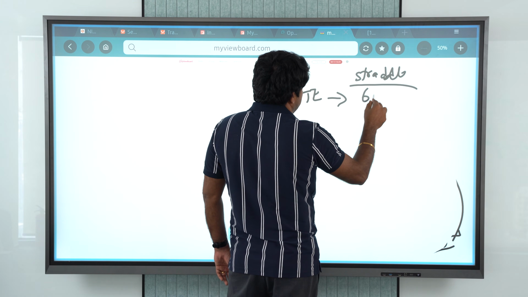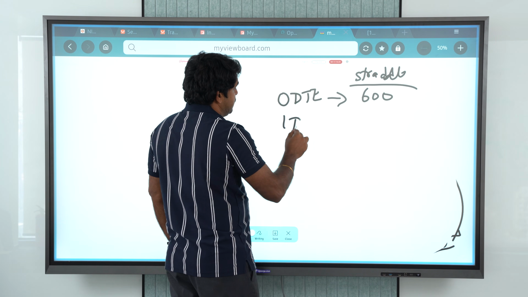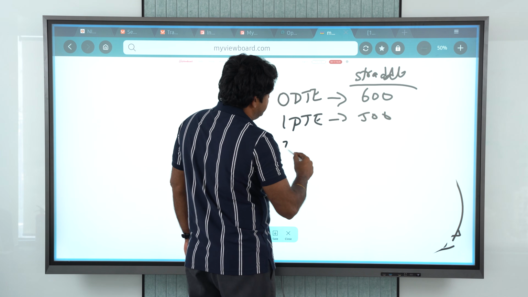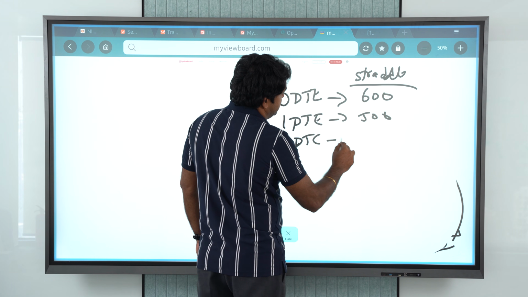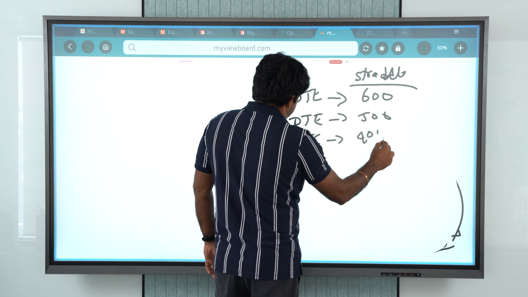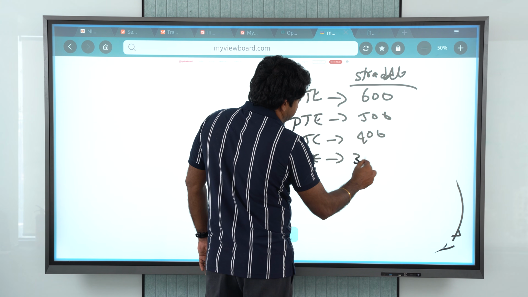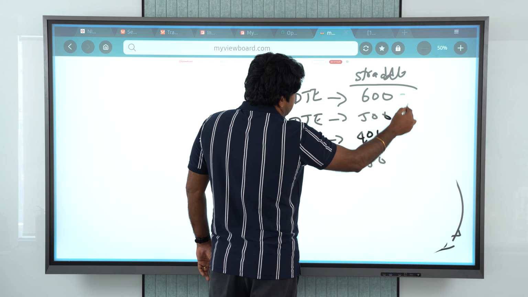If you are getting 600 rupees, then for 1 DTE you will get close to 500. For 2 DTE, the average profit will come down to 400. For 3 DTE, the average profit will come down to 350. So like that, the profit will come down.